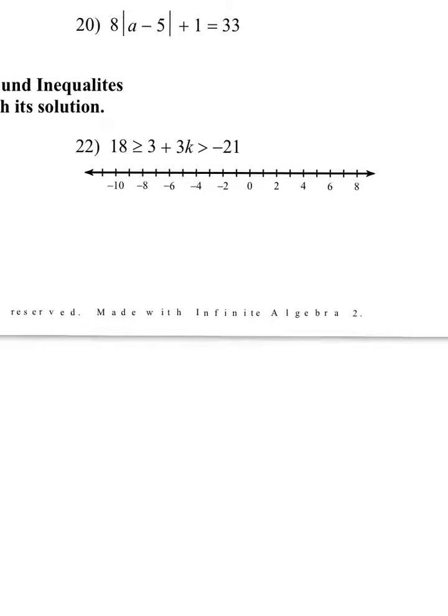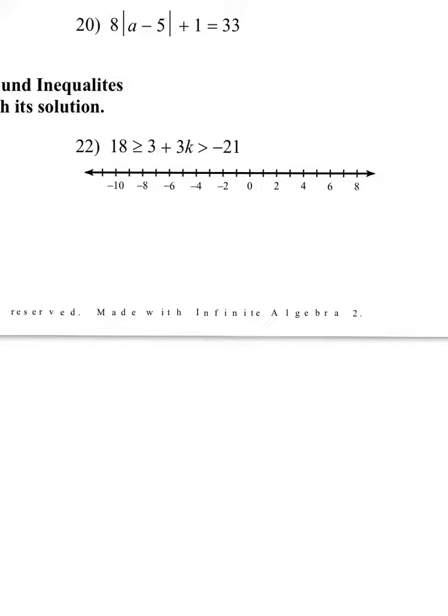Next, we're going to look at number 22, and this is another type of compound inequality. This is what we call an AND statement. Now, you're not going to see the word AND written there, but you really have two inequalities. You have 18 is greater than or equal to 3 plus 3k, and the 3 plus 3k, in other words, what's in the middle, is greater than negative 21.